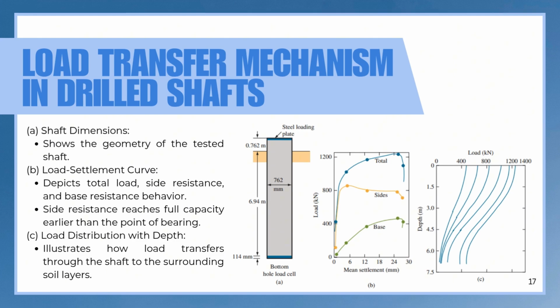Finally, the third figure illustrates the load distribution along the depth of the shaft. It shows how the applied load is gradually transferred from the top of the shaft down to the surrounding soil layers. As depth increases, part of the load is carried by friction along the shaft, while the remaining load is transferred to the base at the bottom.